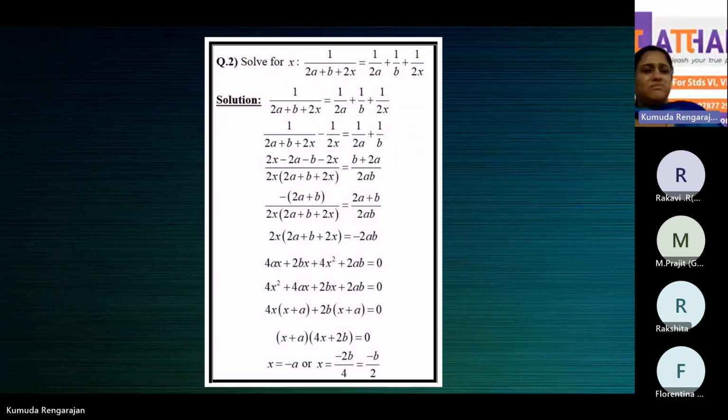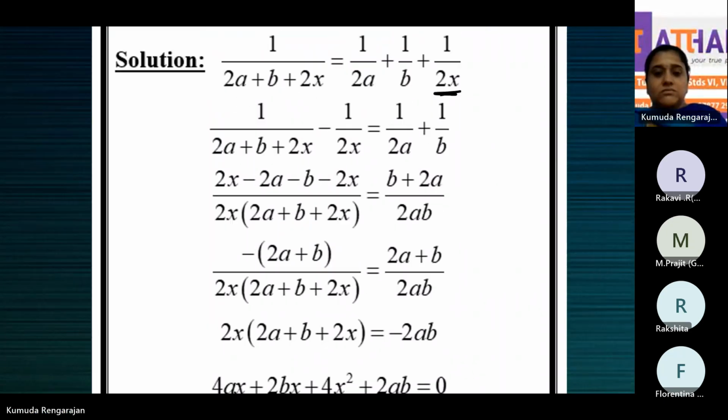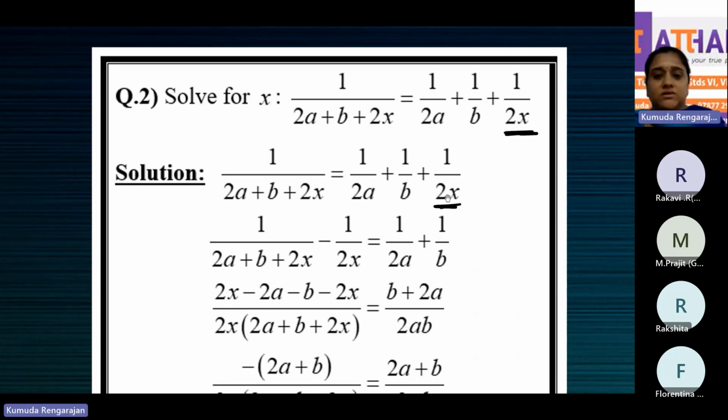So basically almost the same here. No? So 1 by 2x. 1 by 2x it is. So see here, I've transposed that. This 1 by 2x, I've taken it. You can see here, this 1 by 2x. We take to the LHS. So minus 1 by 2x is equal to 1 by 2x.